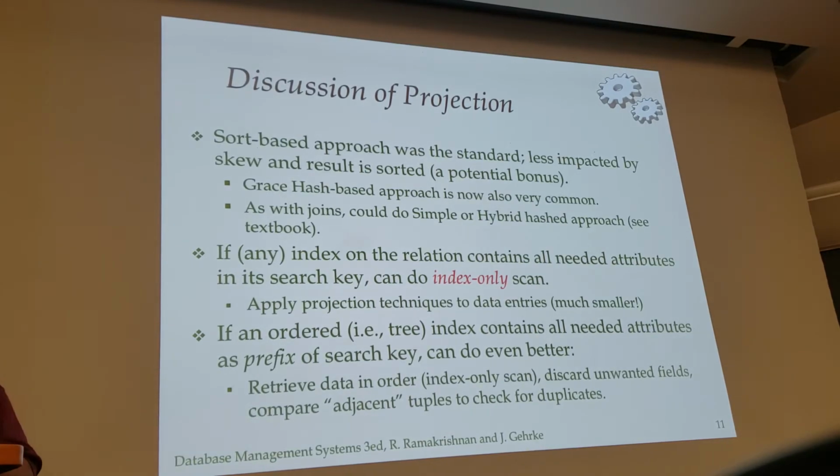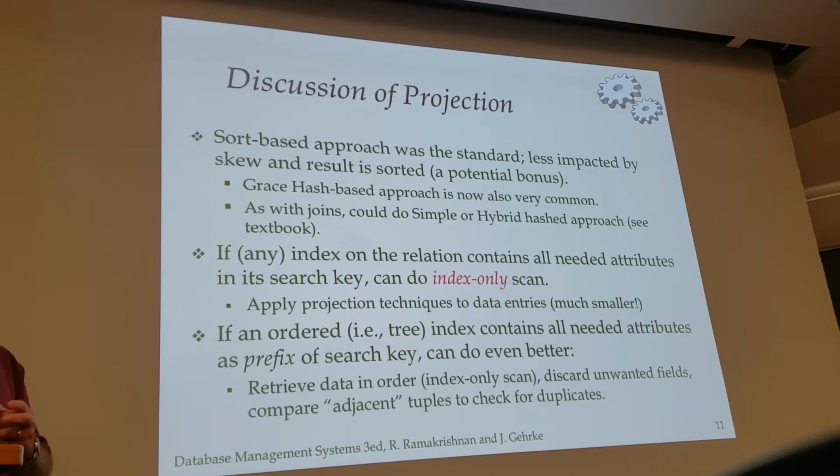If you have a B tree index, and by the way, you can do this with a hash index as well as with a B tree index. If you're hashing on A, B, C, D, E, then you can scan the entire hash index and sort based on the BCEs and not have to touch the data.